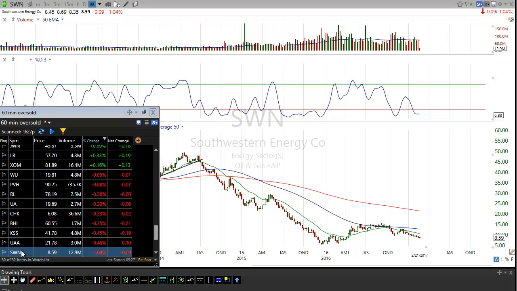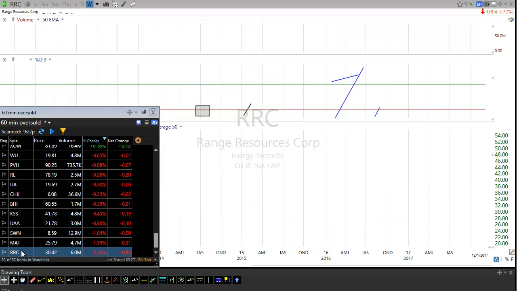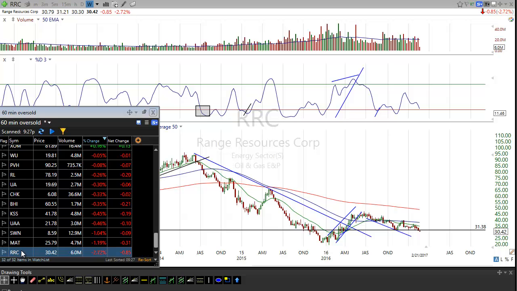All right, and Southwest Energy, not interested. Mattel, kind of interesting, but nah. And the last one here, Range Resources. Who brought this one up? Michelob in the room. He's always asking about this. I just don't get a good feel for it.